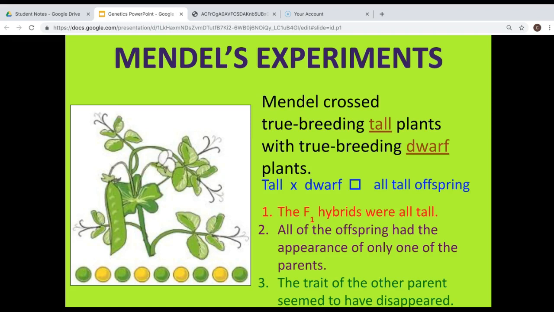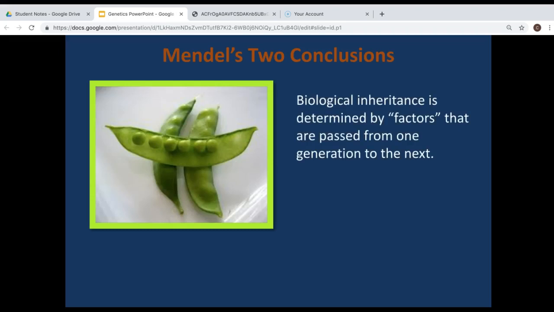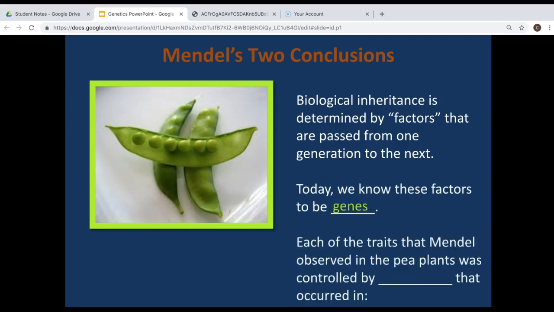The trait of the other parent seemed to disappear. So at the beginning, he thought that this dwarf trait was just lost. These plants somehow got rid of this trait. They kept the tall trait. So that was what he thought in the beginning. He came to two conclusions here. He said that biological inheritance is determined by factors that are passed from one generation to the next, which is fairly obvious. And today we know these factors to be called genes. We talked about those earlier. Each of the traits that Mendel observed, this was very, very important, is controlled by one gene. It's hard to study traits that are controlled by multiple genes at different locations on the chromosome.